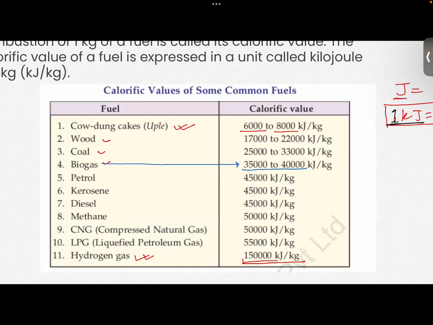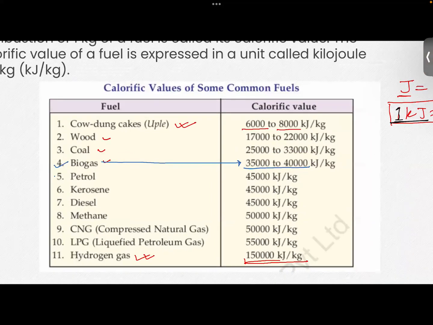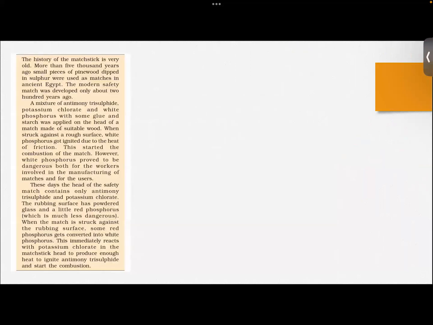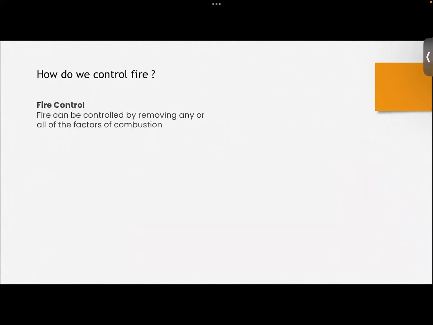So you guys do one thing. Remember the calorific value of biogas, petrol, LPG, and hydrogen gas at least, so that you can quote some examples in your answers in your exam. That will fetch you more marks, right, guys? So whenever you answer some questions, try to put in some examples.